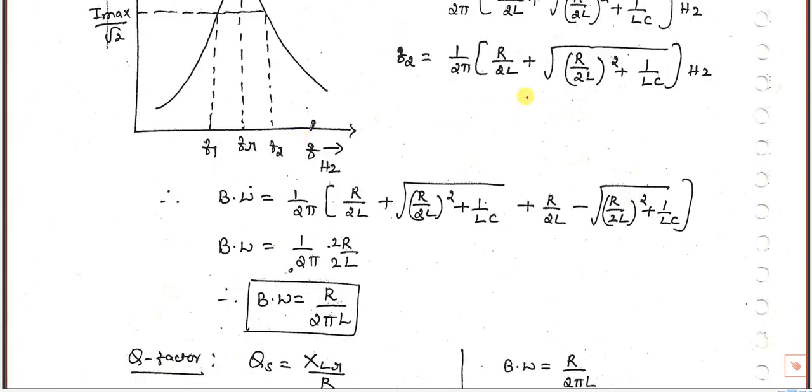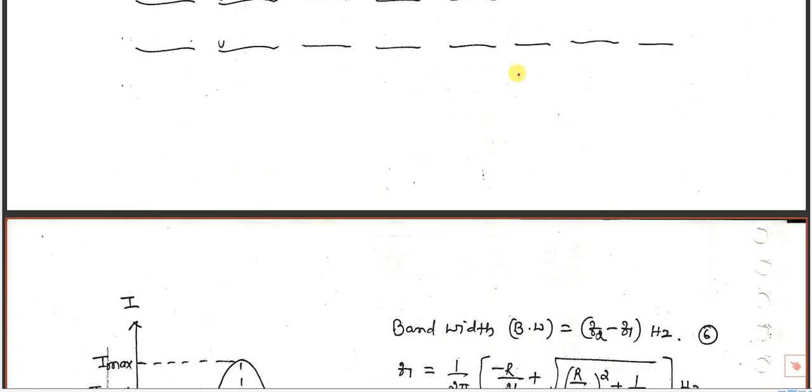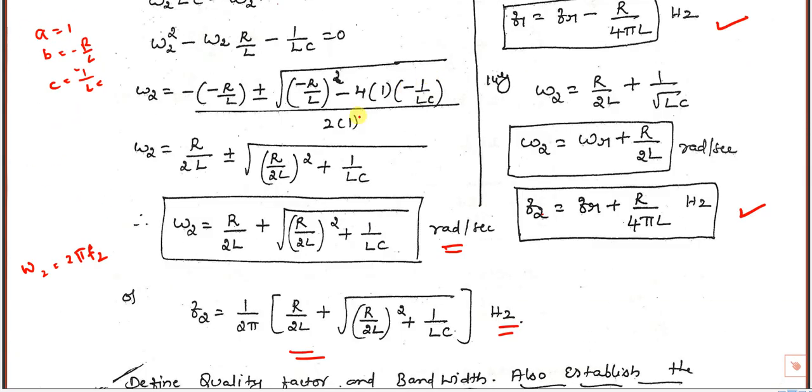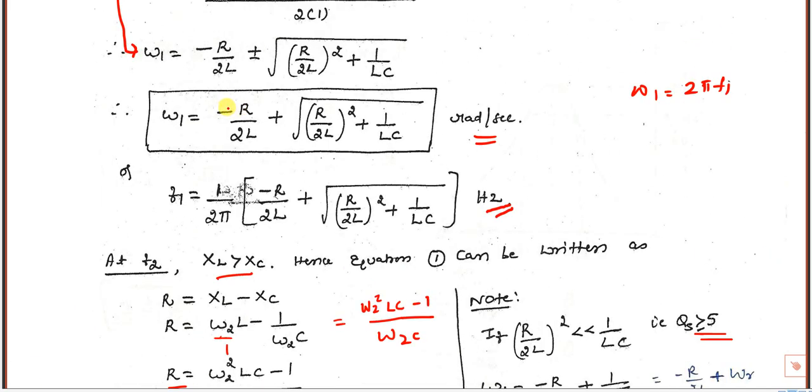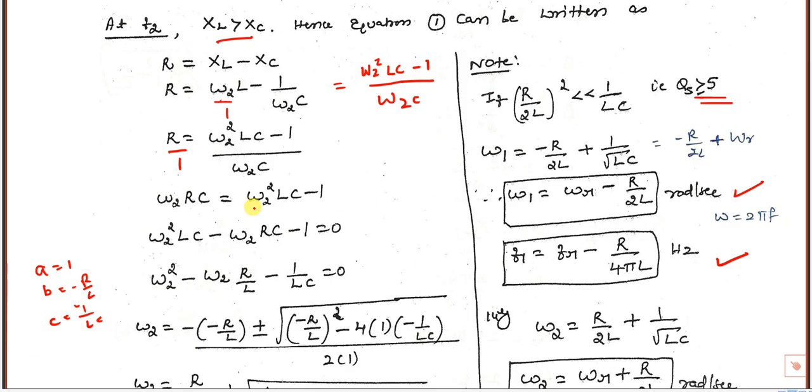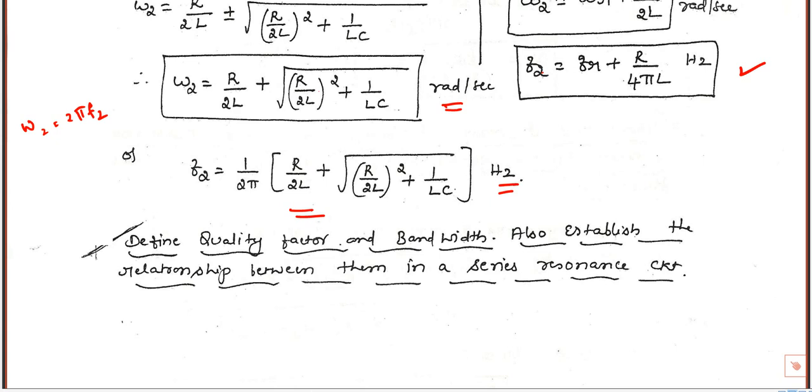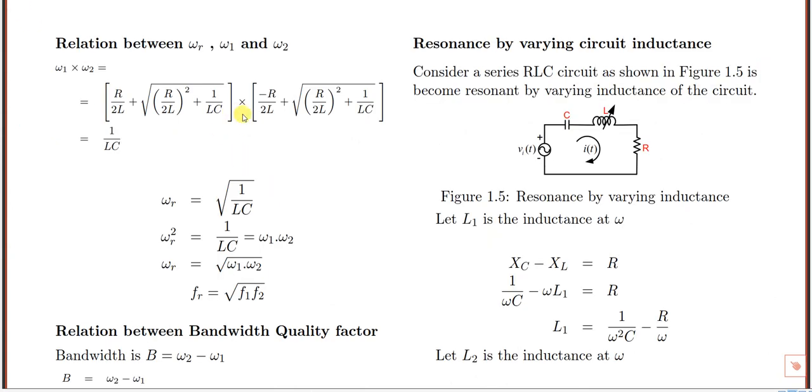I think this formula, this omega 2 and omega 1. If you remember this formula, omega 1 is this, omega 2 is this, then we can directly write the relationship between omega 1, omega 2 and omega r. Consider omega 1 omega 2. We know that omega 1 is equal to this much, omega 2 is equal to this much. Okay, then consider omega 1 and omega 2.